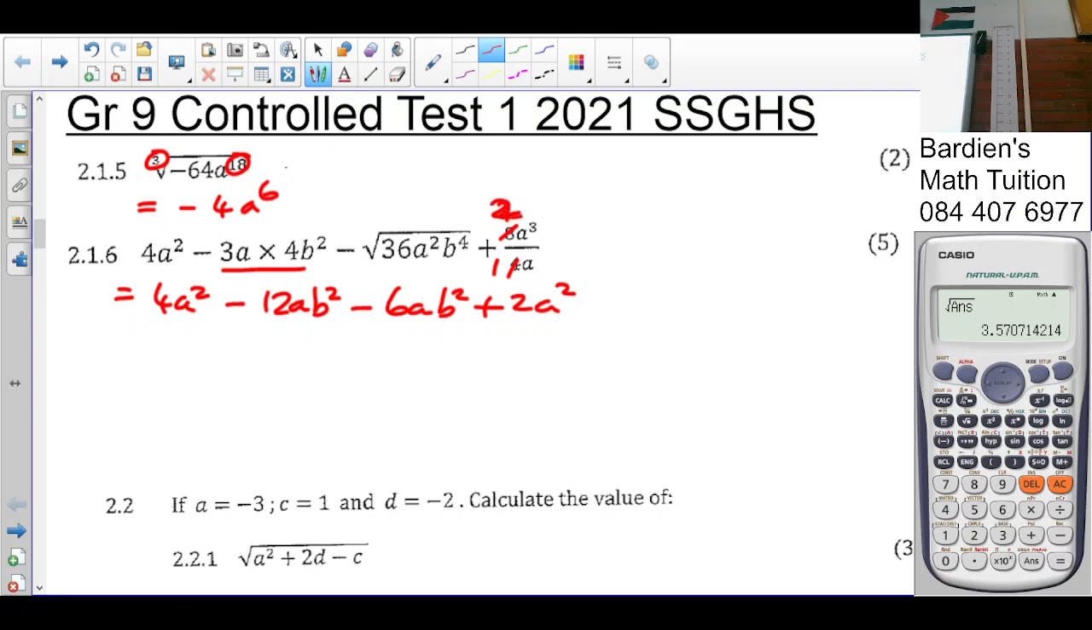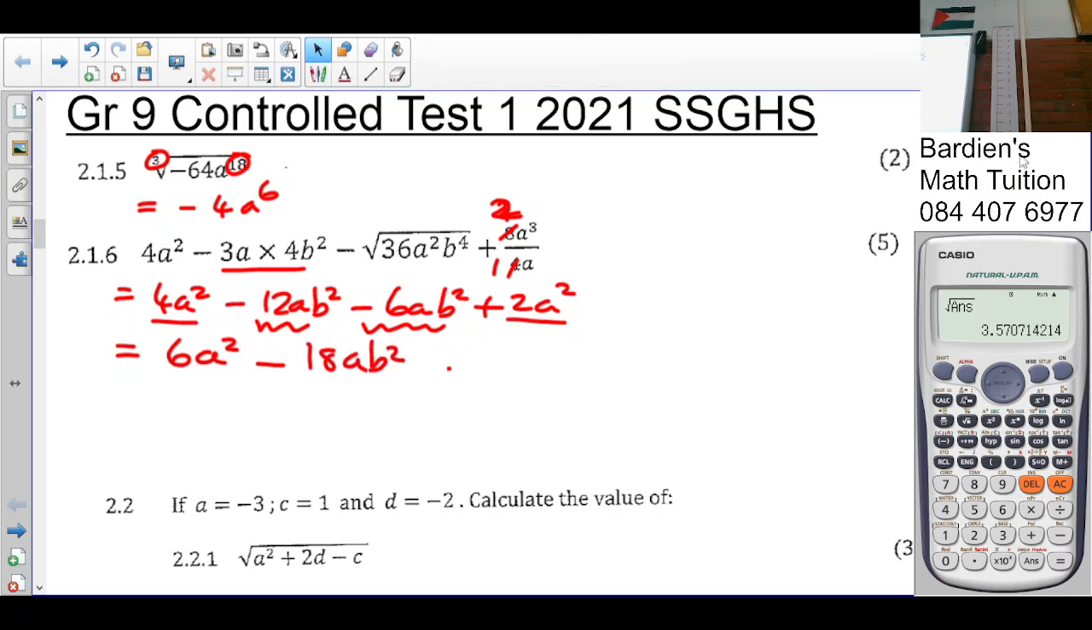Yeah, good. So now we're going to look for like terms. What's 4a squared plus 2a squared? 6a squared. Minus 12ab minus 6ab is negative 18ab. Remember, to add and subtract, the variable must be the same.